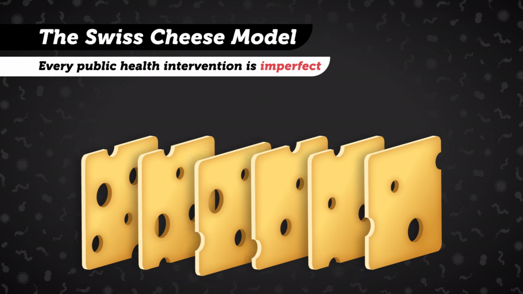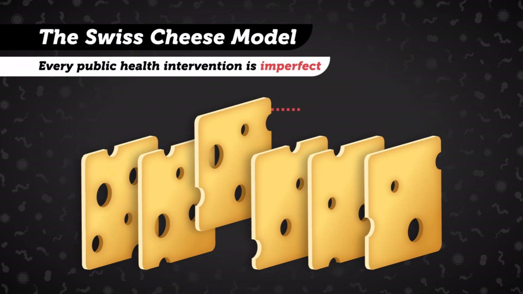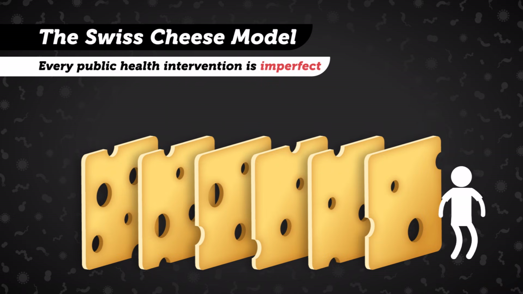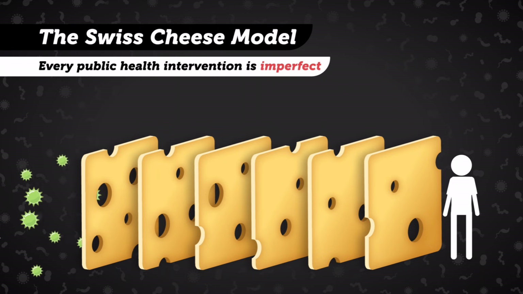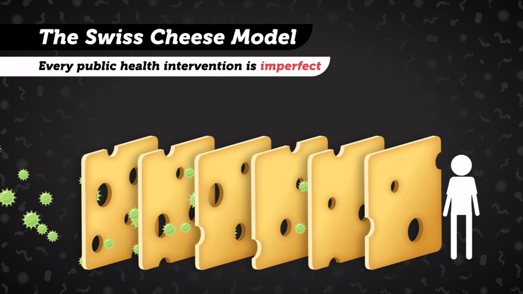What that means is that a single intervention might not be enough to stop an outbreak. But we can still use these measures to tackle outbreaks because those barriers each have different holes. If they don't line up, then our stream of pathogens can't get through. In the language of the real world, our multiple interventions can compensate for each other's flaws.